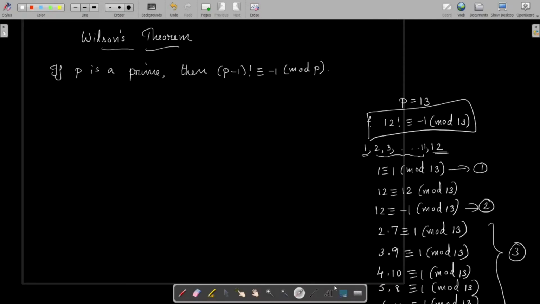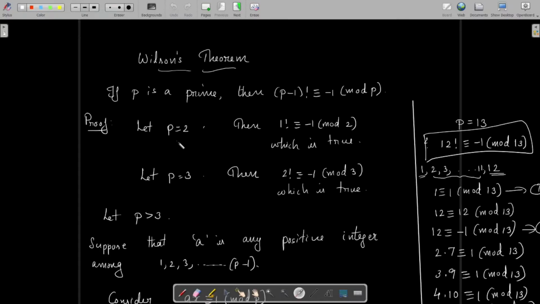Now let us go to the general proof of the theorem. So Wilson's theorem: if p is a prime, then (p minus 1) factorial is congruent to minus 1 mod p. Let p equal to 2. Then we have (2 minus 1) factorial, that is 1 factorial, is congruent to minus 1 mod 2, which is true because 1 minus minus 1 is 2. 2 is a multiple of 2.